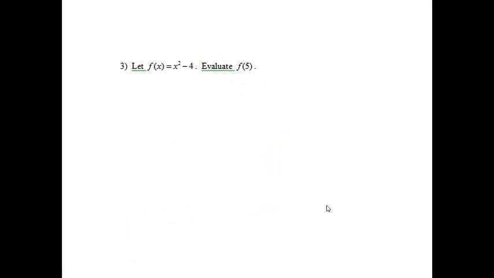All right. Number 3. Let f of x equal x squared minus 4. Evaluate f of 5. Well, we learned wherever I see an x, I'm going to put a 5. So 5, 5. And we learned that if the left side confuses you, just scribble it off. And so now we're ready to evaluate. So we're going to do 5 squared, which just means 5 times itself. So 5 times 5 is 25. Minus 4 is 21.